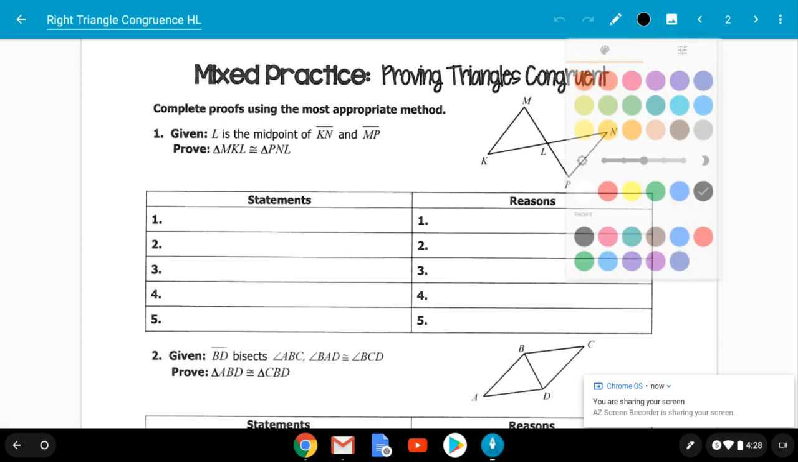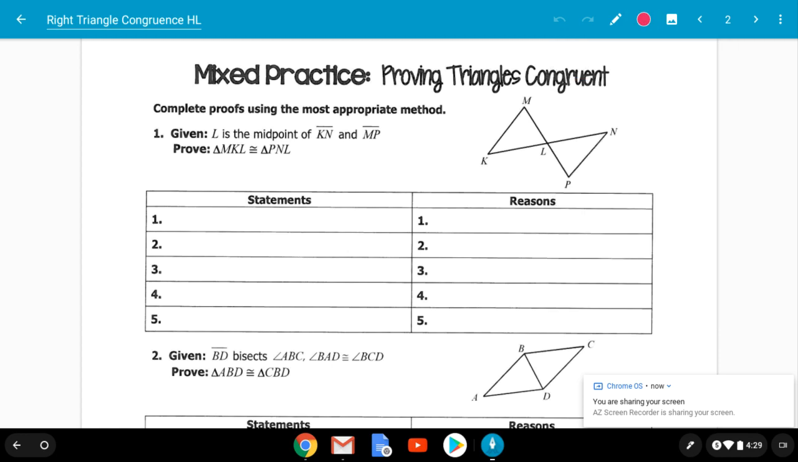And then in red, I'm going to label things that I could label based on the words that were defined to me. So it says L is the midpoint of line segment KN and MP. Remember, if something's a midpoint, the distance on either side is the same. So that means this KL is the same as LN, and ML is the same as LP.